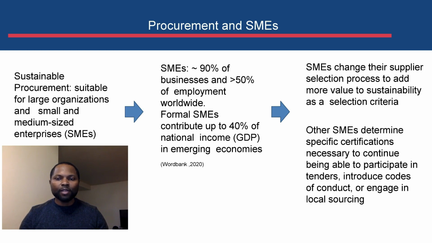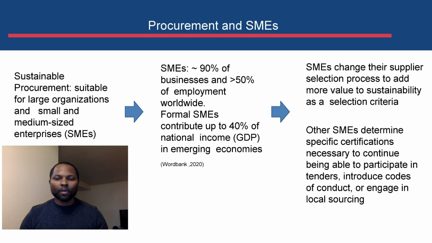As SMEs tend to integrate sustainability into their procurement process, some SMEs change their supplier selection criteria or processes to add more value to sustainability as a selection criterion. Other SMEs determine specific certifications that are necessary for them to continue being able to participate in tenders, introduce codes of conduct, and engage in local sourcing.